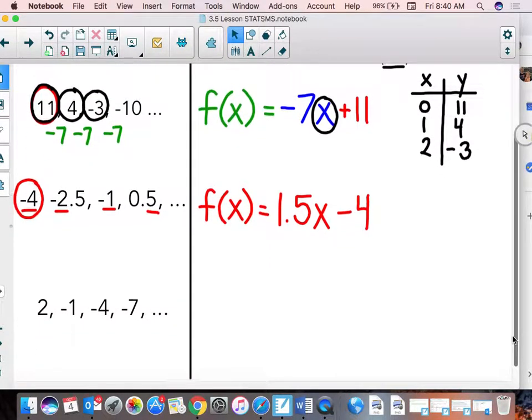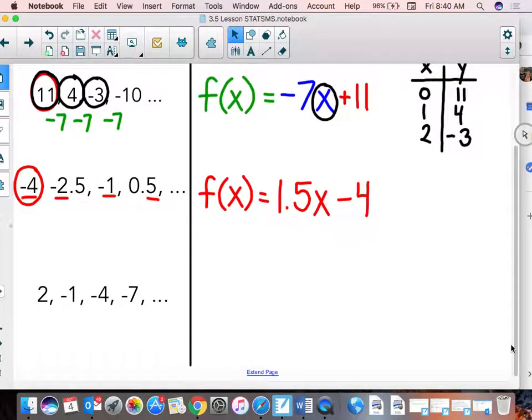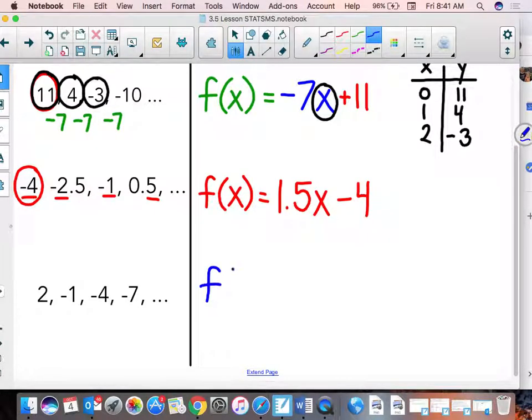All right, one more. This time I'm getting smaller: 2, -1, -4, -7. So we are getting smaller. It is a negative. We are subtracting 3. The first number in my sequence is that 2.